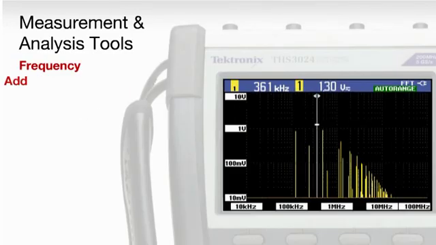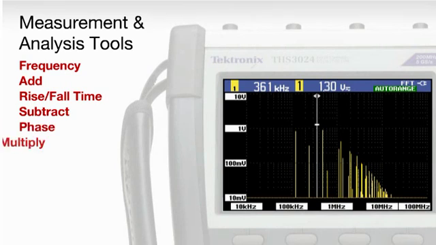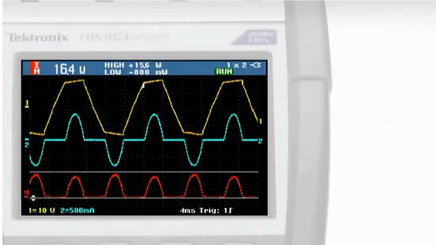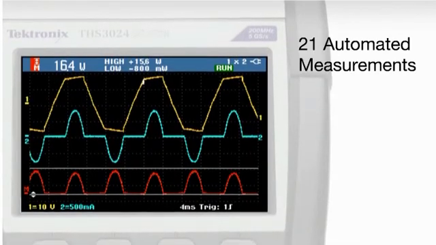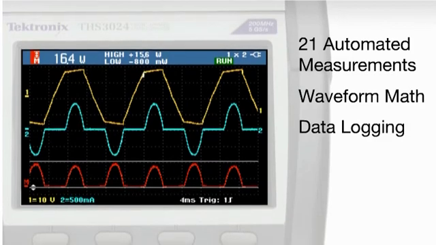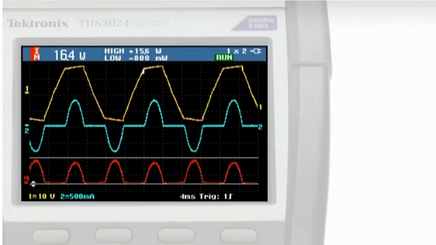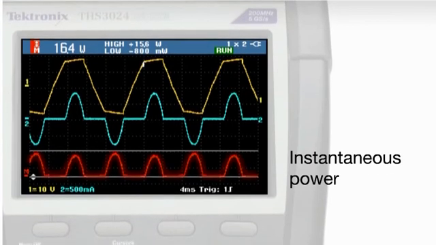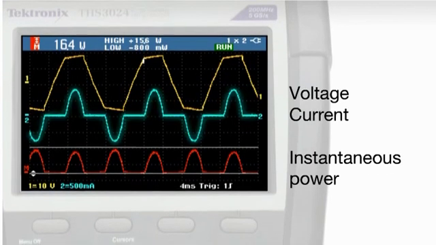The THS3000 is also packed with measurement and analysis tools that you would expect to see on standard laboratory bench instruments. With 21 automated measurements, waveform math, and data logging capability, you can quickly and reliably evaluate your signals or calculate important characteristics, such as instantaneous power from voltage and current waveforms.